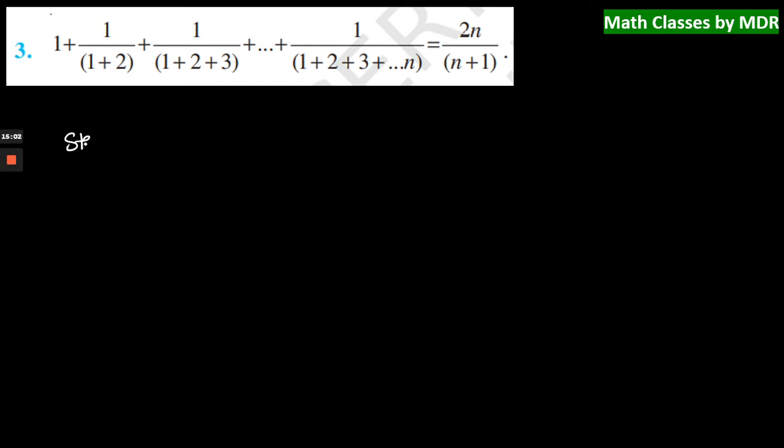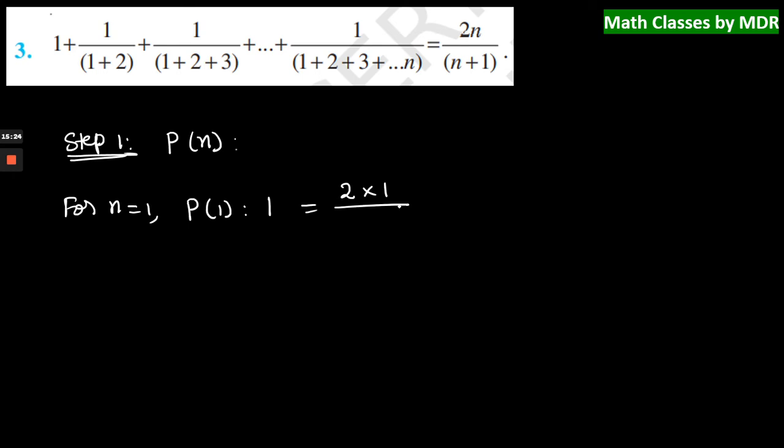What is step 1? Step 1 is that let P of n be the statement. So the given statement you can write; I'm not writing it here. Then what to do? For n is equal to 1, let's check whether it is true or not. When n is equal to 1, we have only the first term as 1. Now you substitute wherever we have n: 1 plus 1. So here 1 is equal to 1, so P of 1 is true.